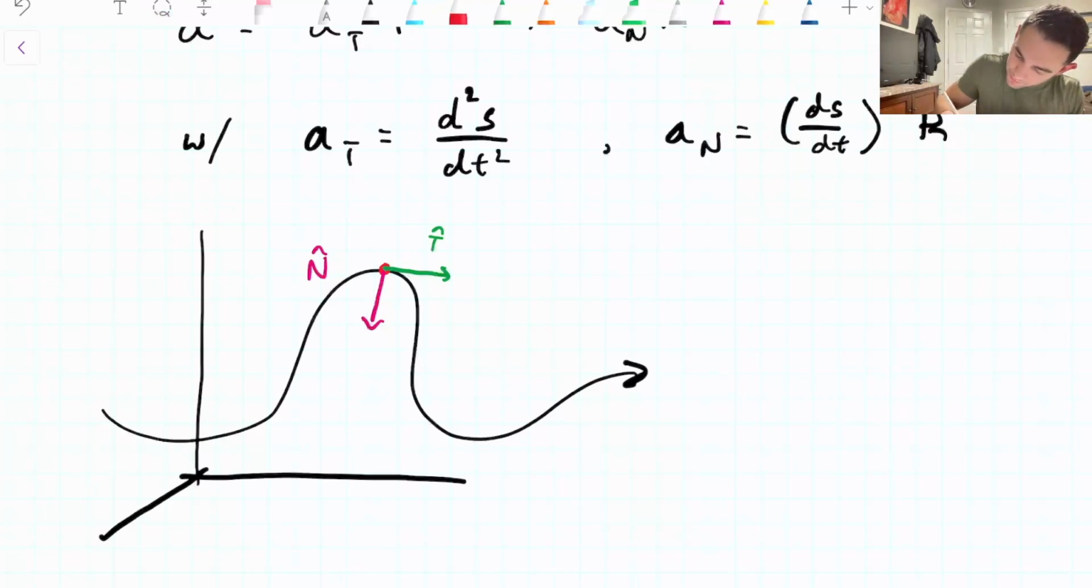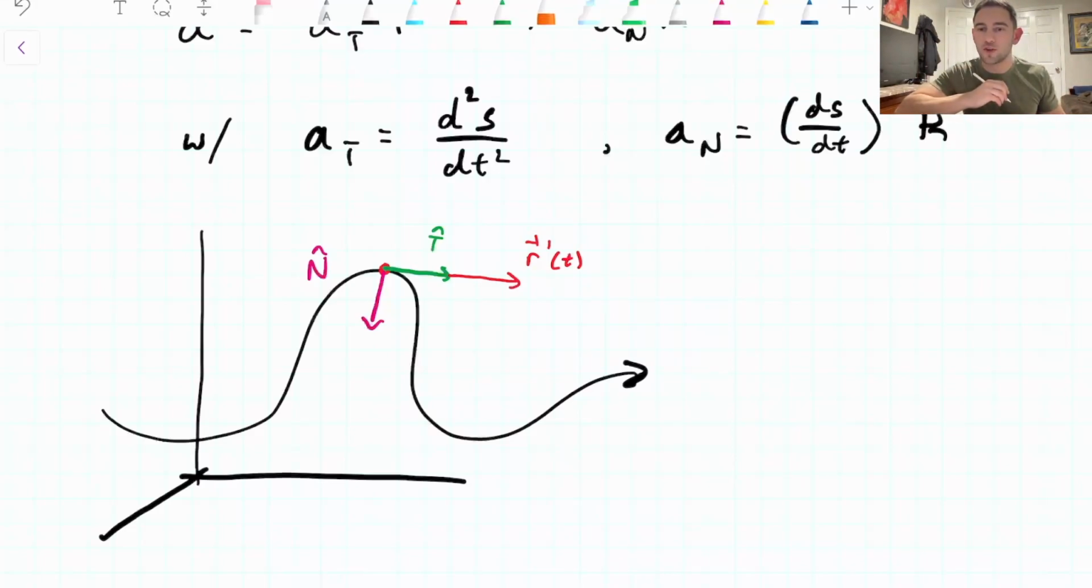R prime, and there's R prime, it's the velocity vector, it's the not normalized yet version of t hat. And here is where we put the acceleration vector in our picture. The acceleration vector, A, which is R double prime, lives somewhere in the plane spanned by t and n.